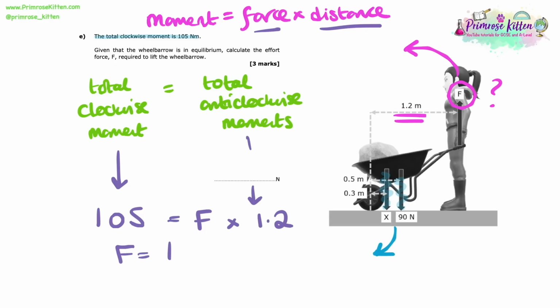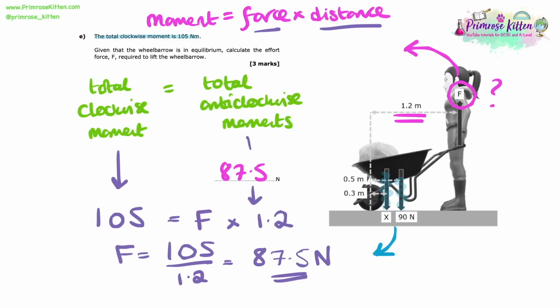So this is something that we can now rearrange. We can say that F equals 105 divided by 1.2. And that gives us 87.5 newtons. And that is the effort force F required to lift the wheelbarrow.